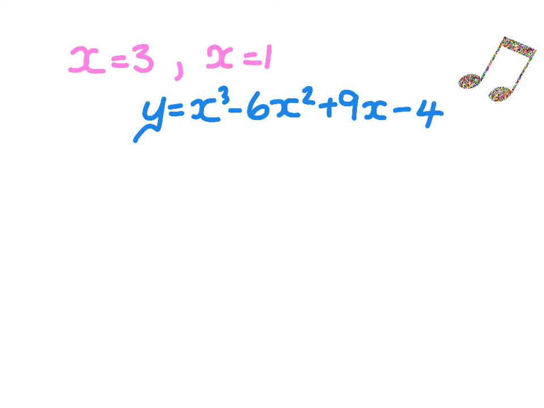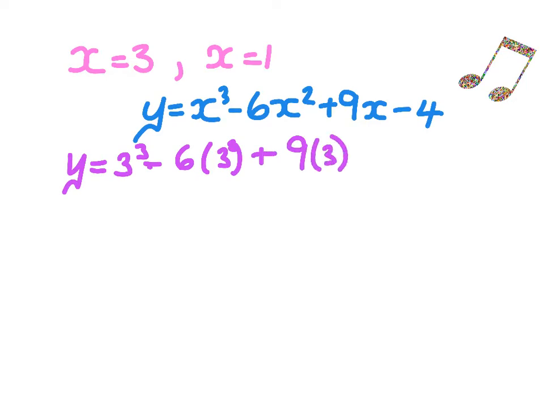I'm going to calculate the y coordinates by substituting back into the original function. Be careful that you don't accidentally use the derivative instead. Remember, we're finding points on the original curve. So when x is equal to 3, y will be equal to 3 cubed minus 6 times 3 squared plus 9 times 3, take away 4, which is 27.